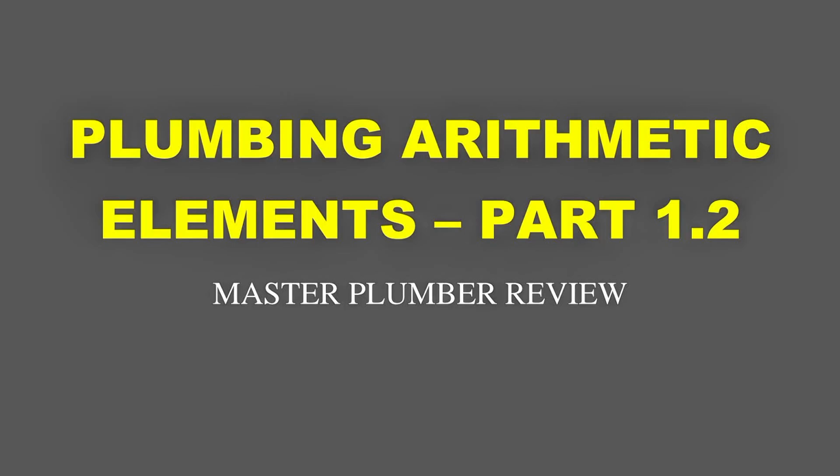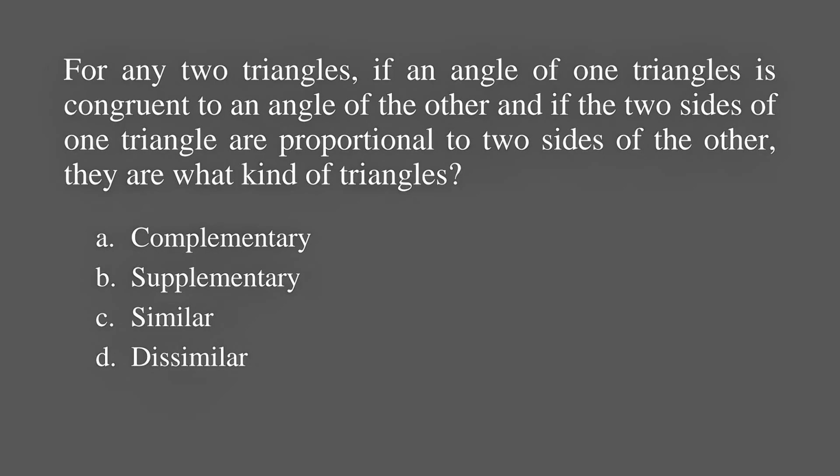Part 1.2. For any two triangles, if an angle of one triangle is congruent to an angle of the other, and if the two sides of one triangle are proportional to two sides of the other, they are what kind of triangles? A. Complementary. B. Supplementary. C. Similar. D. Similar. The answer is letter C.